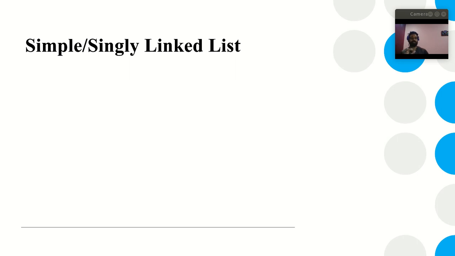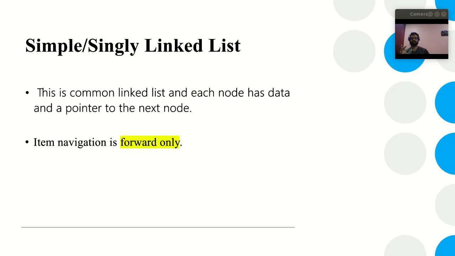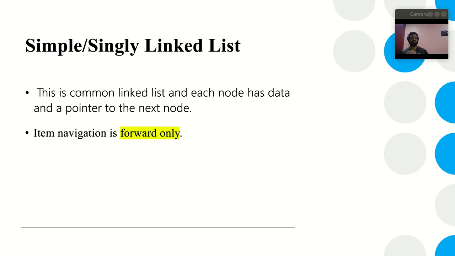Each element in a linked list is called a node, and the node contains two parts. First, the data variable, which contains a value, and the second is the next variable, which contains the pointer or the address of the next node. Right, so this is about a singly linked list.